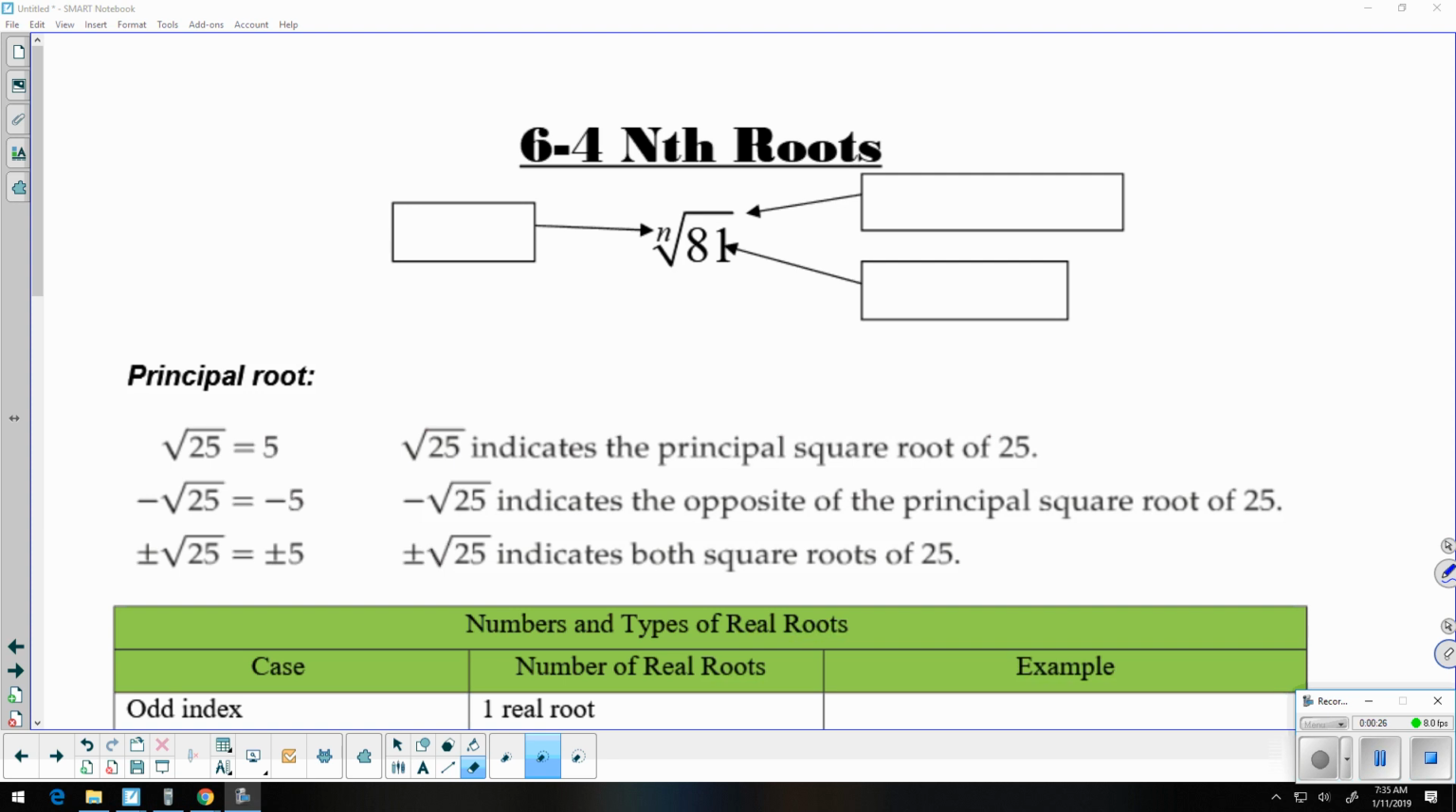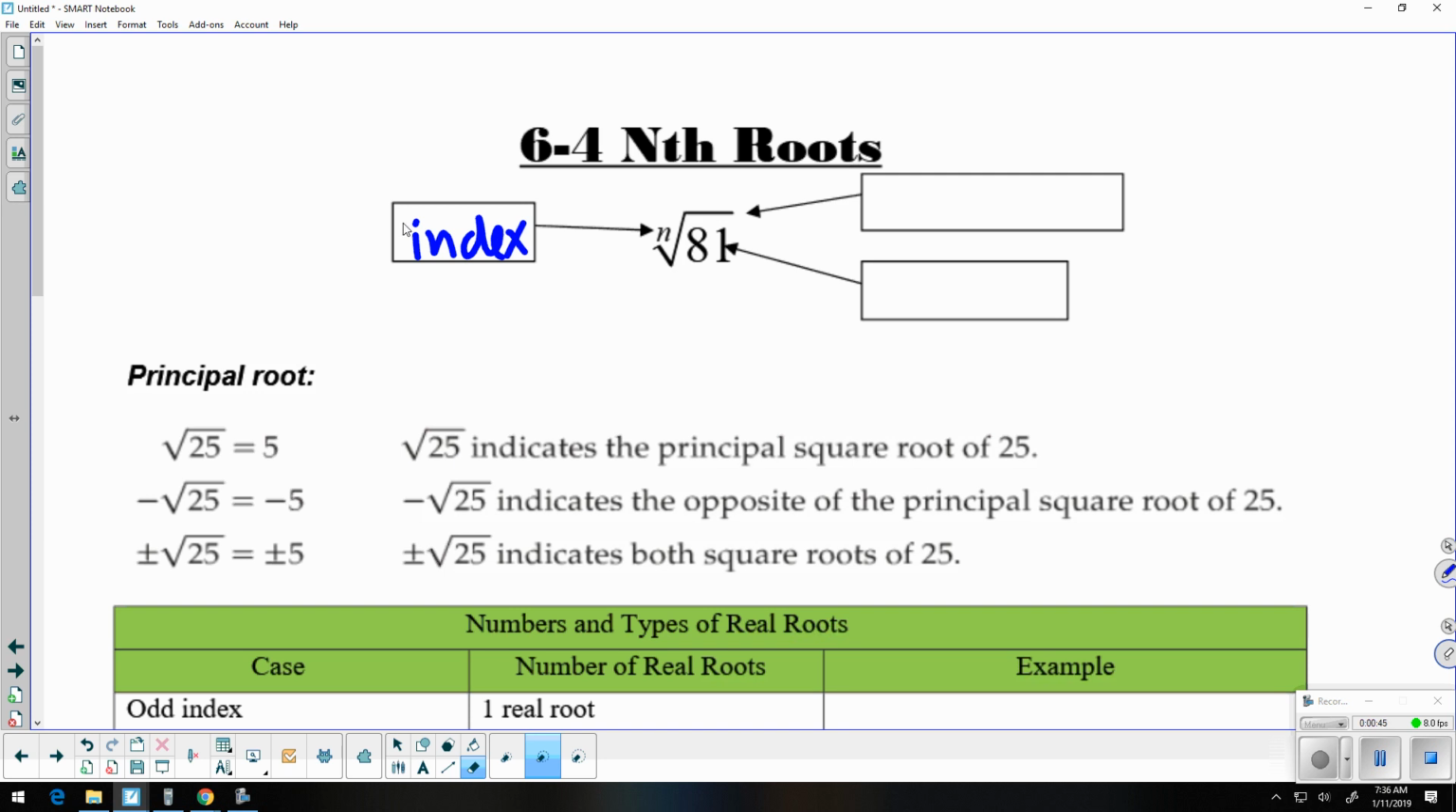So up at the top, it's got all these boxes pointing to various things. So again, know your vocab. That little n in front on the far left side. So again, you might see a different number there. You might see like a 3 or a 4, just making it a cubic root or fourth root. That's what's called the index, that little number in front.